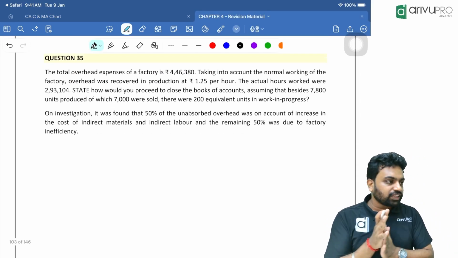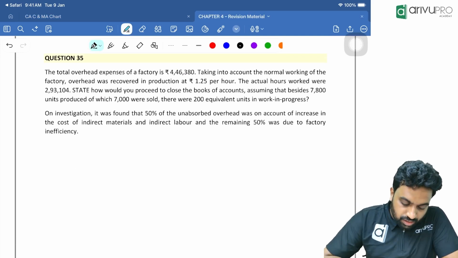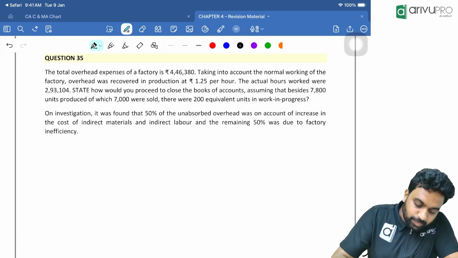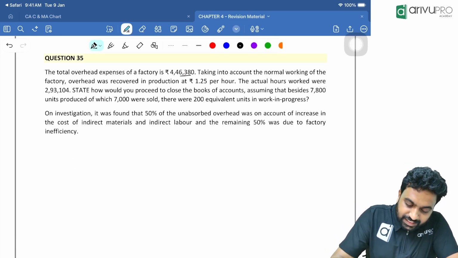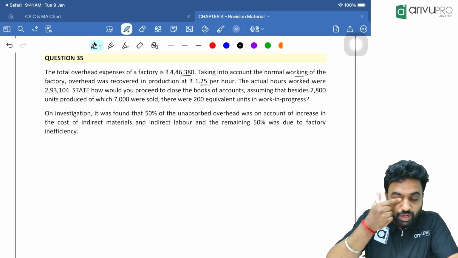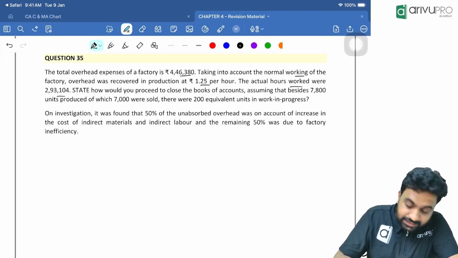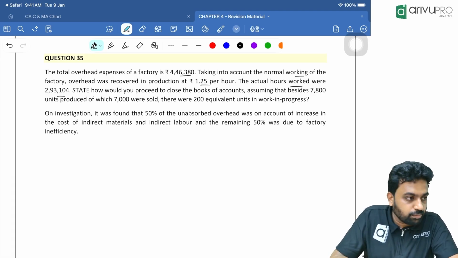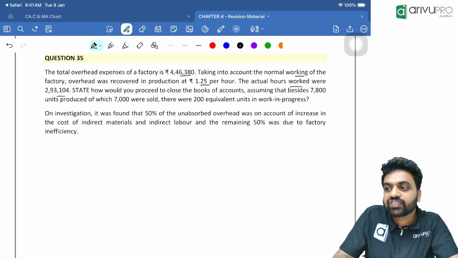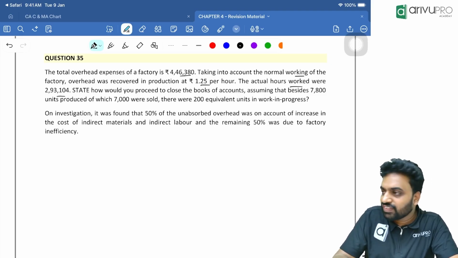Shall we see a few questions relating to that fast? Look at question number 35, which is there in the study material. Total overhead expense of the factory is 446,380. Taking into account the normal workings of the factory, overheads were recovered in production at 1.25. That they are telling as recovery rate, absorption rate. The actual hours worked for the period is 293,104. Always remember absorption should be done on standard hours for actual output. If they don't give standard hours, then we treat actual hours itself as standard hours.